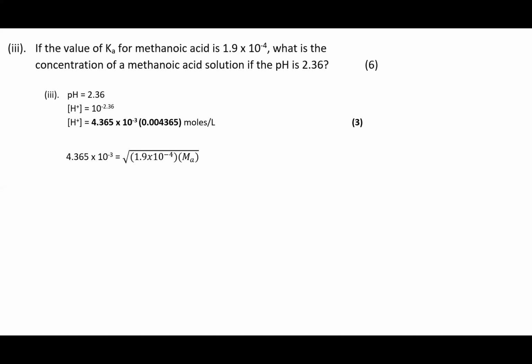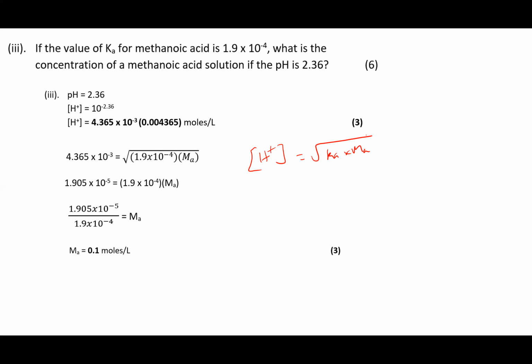We then use our formula where the H plus concentration is equal to the square root of the Ka by Ma, Ma being the molarity of the acid. Okay, so we've worked out H plus, we're given Ka in the question, throw them in there, you square both sides, you get 1.905 by 10 to the minus 5 on the left hand side, divide across by 1.9 by 10 to the minus 4, and we get our molarity as 0.1 moles per liter, 3 marks for that, units not necessary.